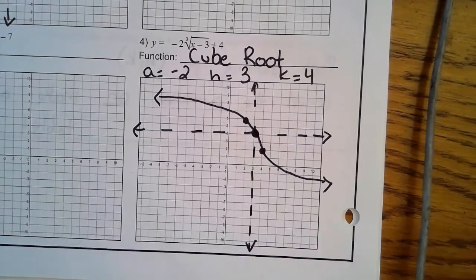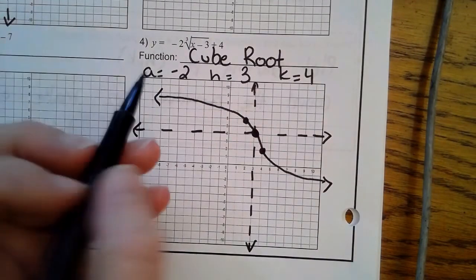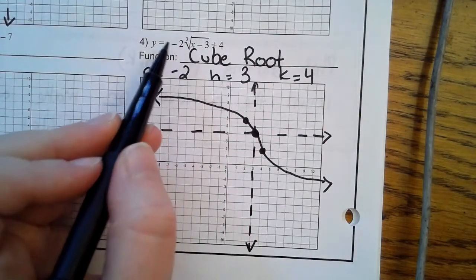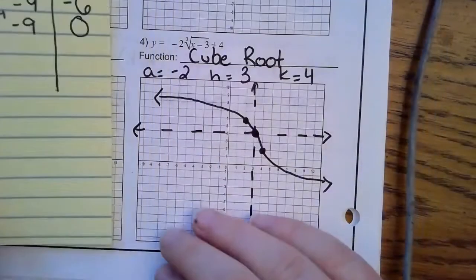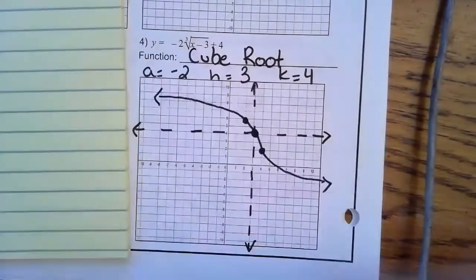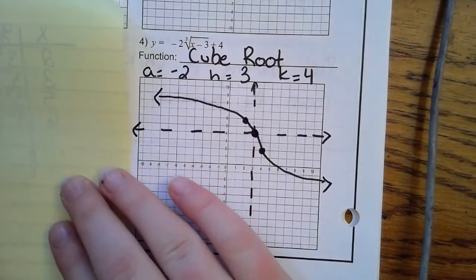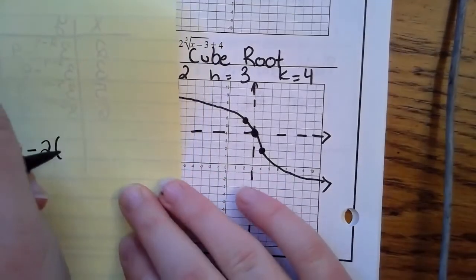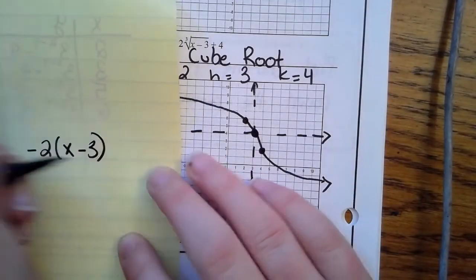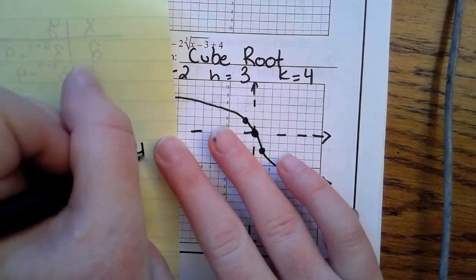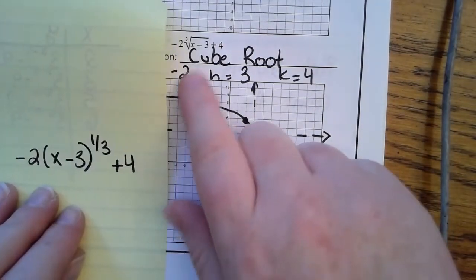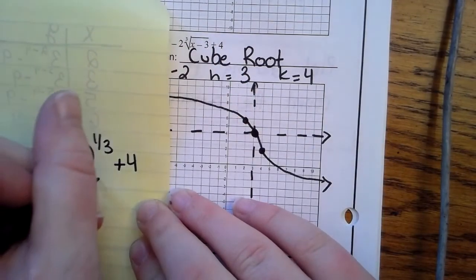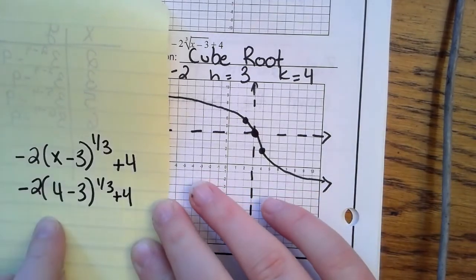So if you want to do it in a table, that's also fine. If you want to do it in a table, but you're wondering how to cube root something, if your calculator doesn't have that, here's how you can write this in a calculator so it makes sense. You can write -2 parentheses x minus 3 to the power of 1/3 plus 4. Raising something to the power of 1/3 is the same thing as taking a cube root. So you can even go 4 minus 3 to the power of 1/3 plus 4. That's what you type in your calculator.